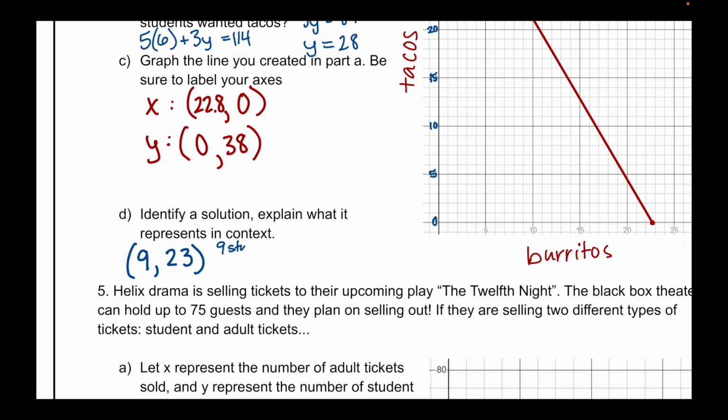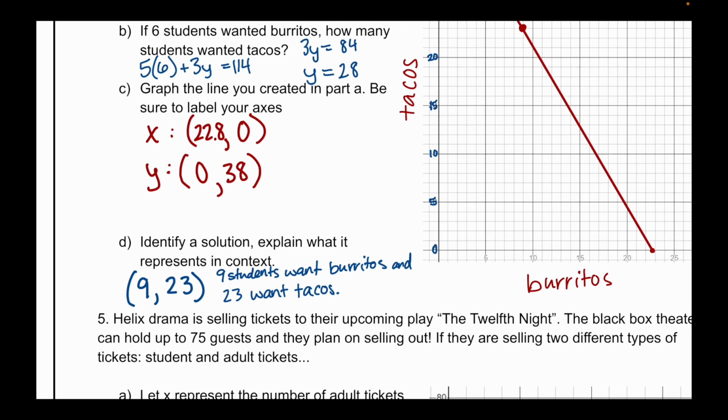9 students want burritos and 23 want tacos. That's a potential answer. So I'm actually going to do the arithmetic on that one, make sure it comes out to be that whole number.